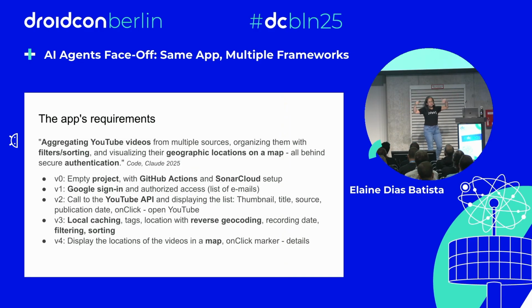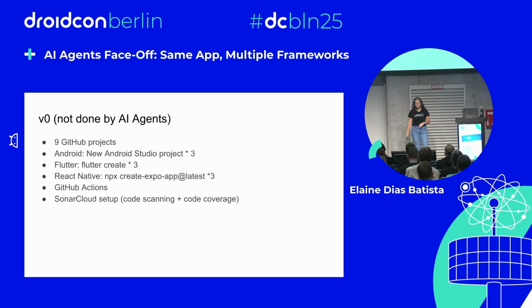And then the app, of course, the objective is not talking about what the app is doing. But really quickly, it is calling the YouTube API. It has some Google sign-in, and it's displaying the data of the YouTube videos, and displaying location data on a map view, doing sorting, filtering, and local caching. So I split it in 4 versions plus 1, which is the very first one.